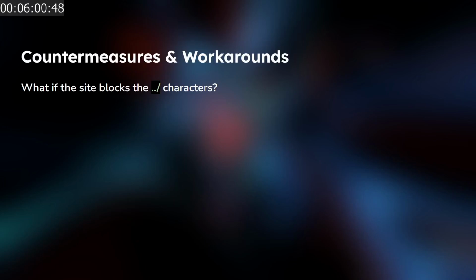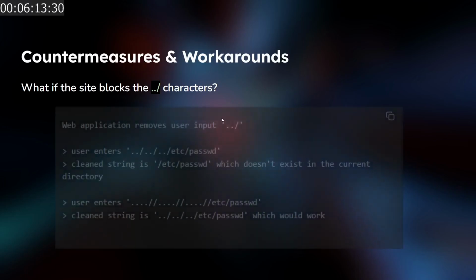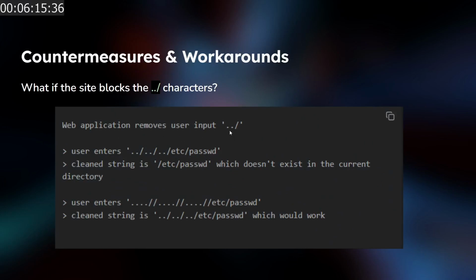And just think about it, if a website is blocking just the dot dot slash characters together like this, how might you go about exploiting that? You might come to this conclusion quickly. It might take you a little bit longer, but here's a good example. If our web application is removing this dot dot slash, and we enter dot dot slash etc password, we're going to see that the clean string etc password isn't going to work because there's no etc password in whatever our current directory is.